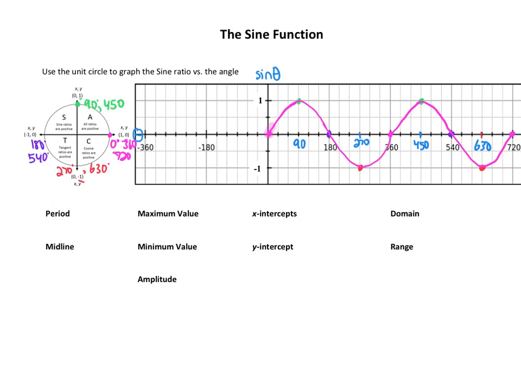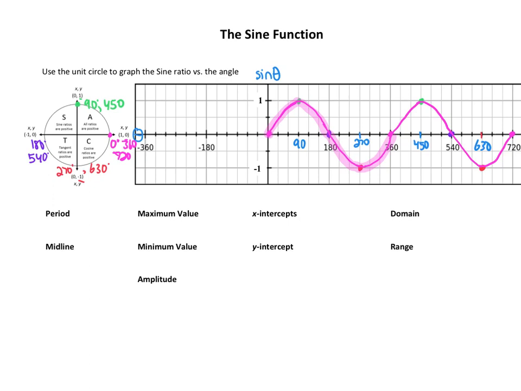So we start at the midline, 90 degrees later, we're at a maximum. 90 degrees later, we're at the midline. 90 degrees later, we're at a minimum. 90 degrees later, you're back at the midline. And that's one complete cycle.